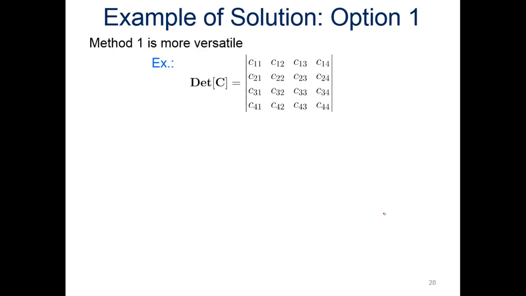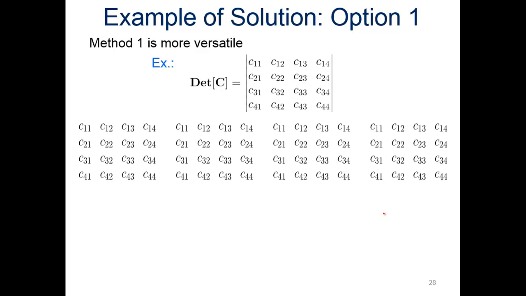So here's examples of option 1. So method 1 is more versatile. So what we can do is we can break down, so again, a 4 by 4 matrix. So this is what we can do here. What we do is we're going to write out this matrix 4 different times, or at least practically we won't do this, but just to flesh things out, see what's going on. We're going to take that top left term, and we're going to ignore the rest of the stuff in its same column and same row.